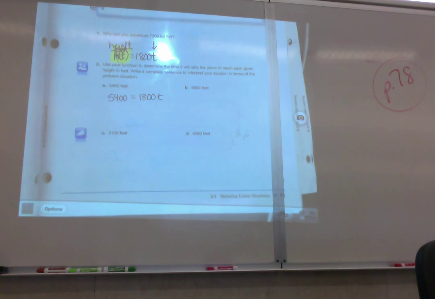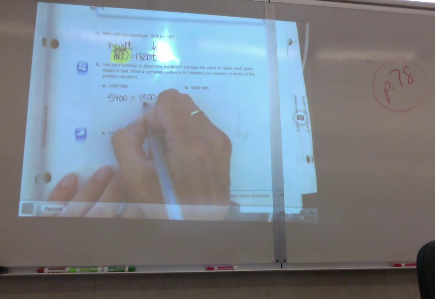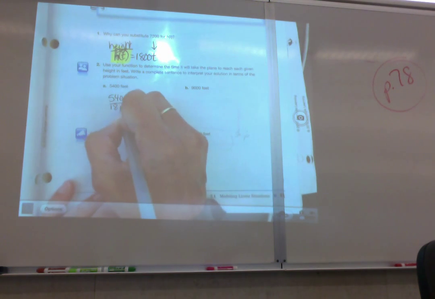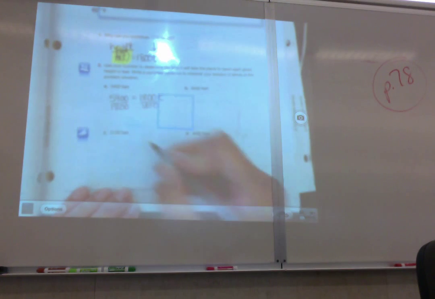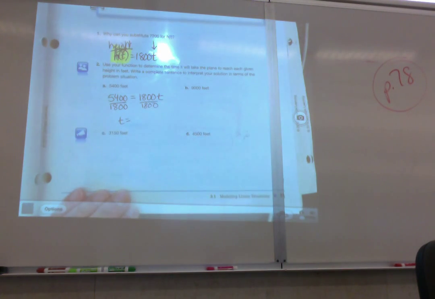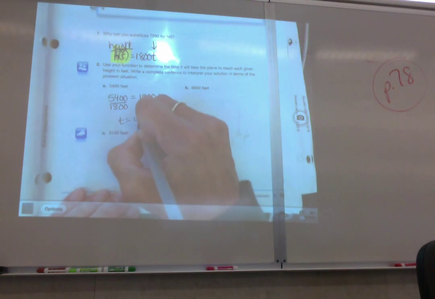How do we find out what t is? It's the time, but what kind of math? You gotta divide. We gotta divide both sides. And it's the opposite of what we were doing before. Calculators, what do we get? T equals 4 4 what? Minutes.